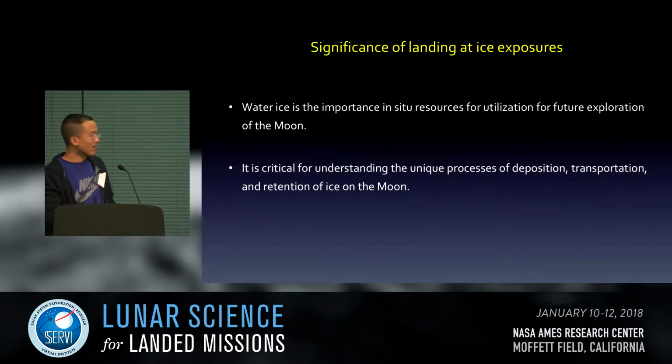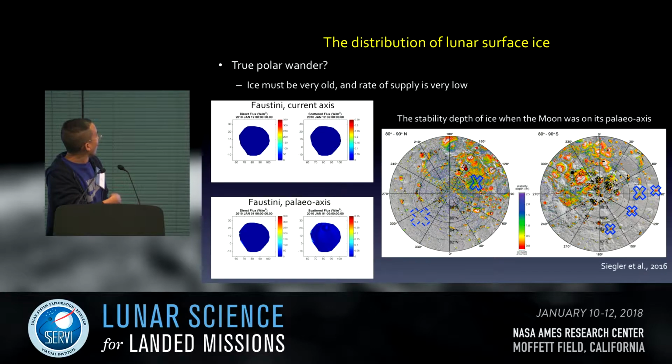Looking at these exposures has several significances. First, water ice can be very important as an in situ resource for utilization, as we discussed a lot today. And it's also critical for us to understand the unique process of deposition, transportation, and retention of ice on the Moon, because it's different from Mercury and Ceres. So we need to understand why the distribution is what it is.